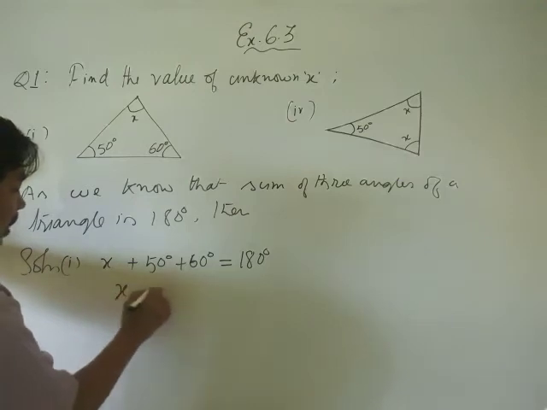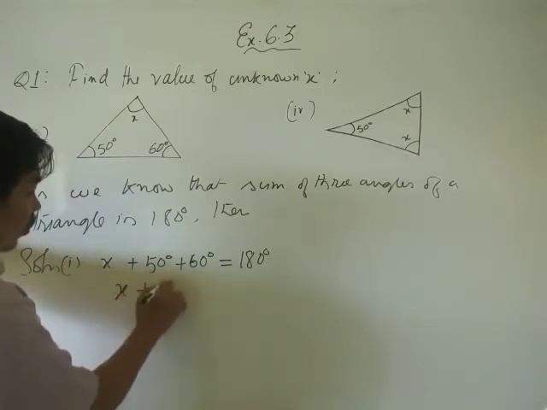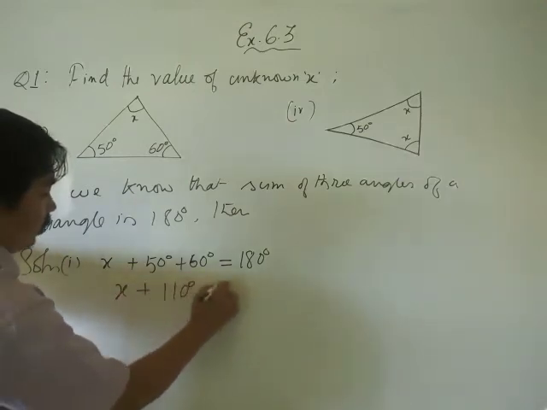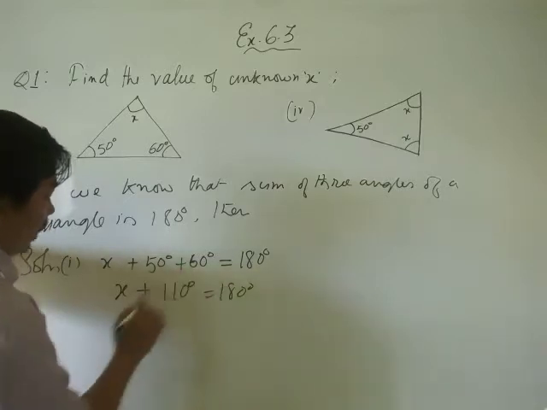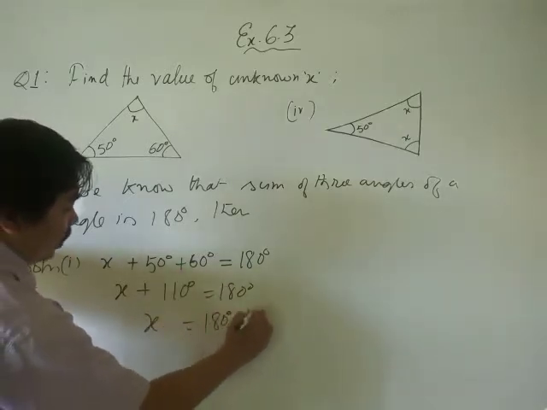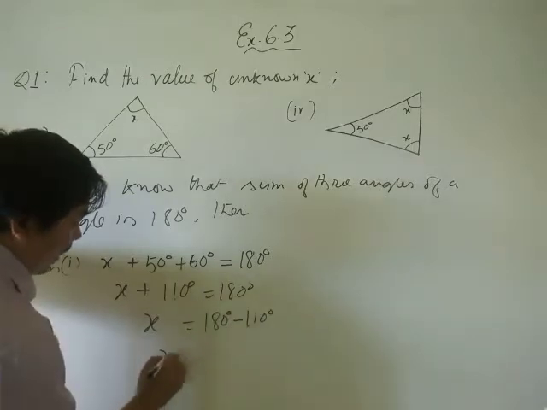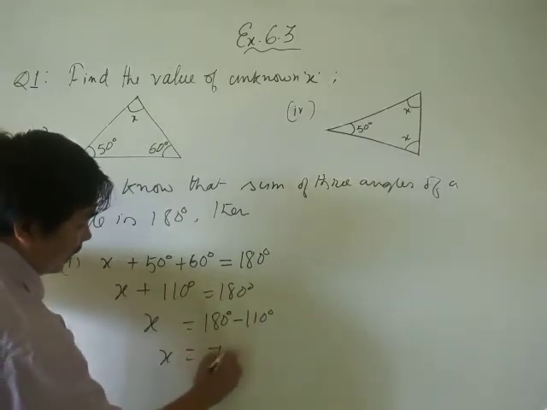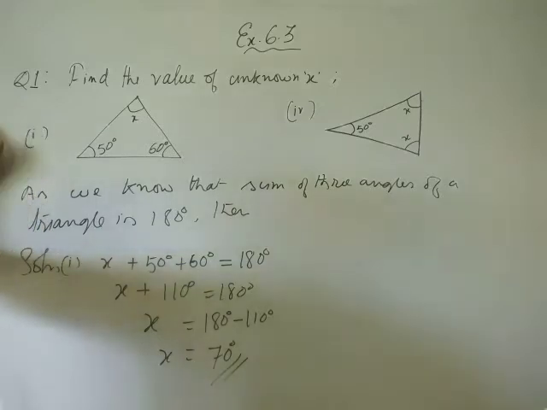So x means how much? x plus 110 degrees equal to 180 degrees. If we add these two, then we can get x is equal to how much? 180 degrees minus 110 degrees. That means x is equal to how much? x is equal to, we have 70 degrees. So this is the answer we have.